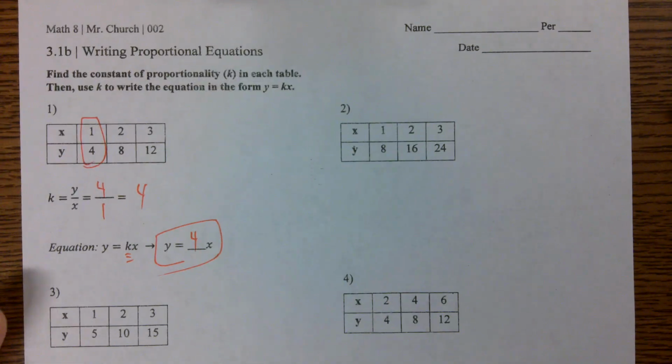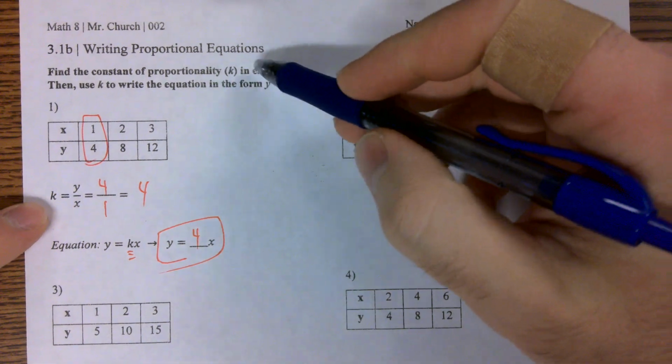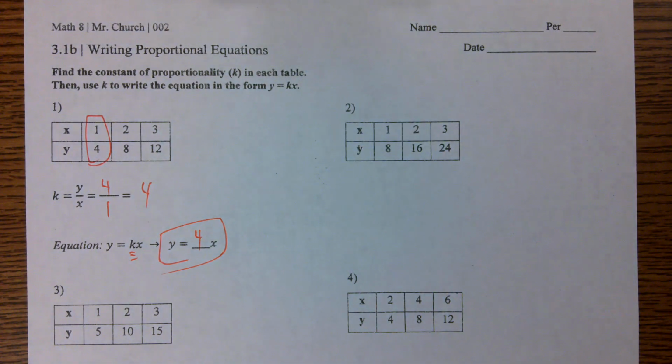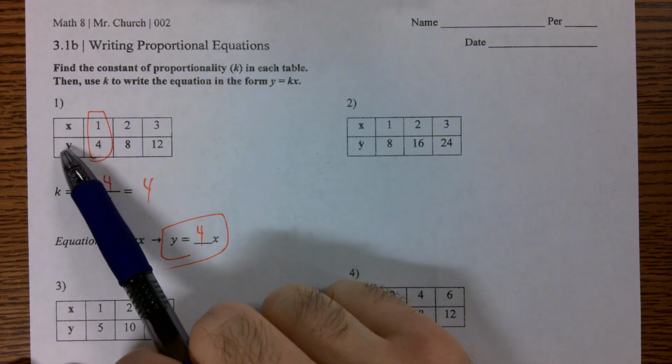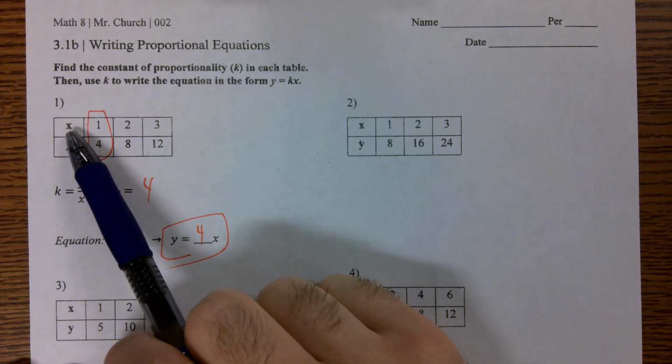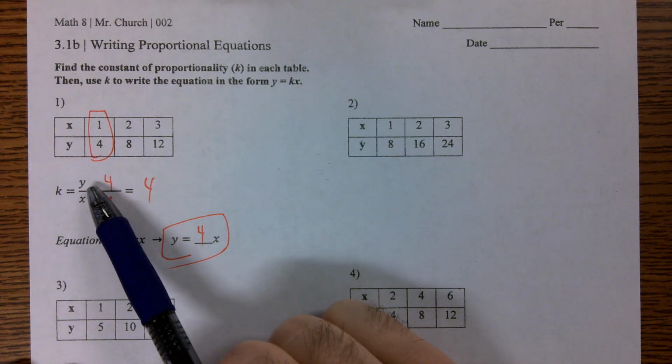All right, we're going to take a few moments to go over worksheet number 2 that we got on Thursday, writing proportional equations. On Monday we talked about how to find k. We just take the y value in our table. Y is 4, x is 1. And we plug those two numbers in, y over x.